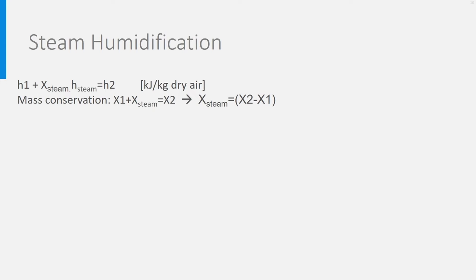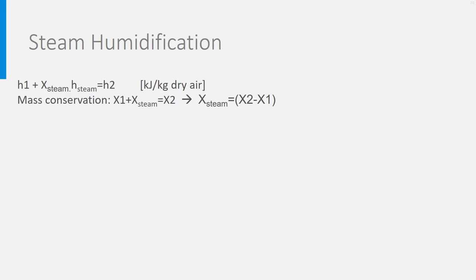Similar to adiabatic humidification, the enthalpy at point 1, the original state, plus the enthalpy of the steam equals the enthalpy at point 2, the final state. And the total mass of water vapor after humidification, x2, is the sum of the original mass and the added steam. So x2 is x1 plus x steam.